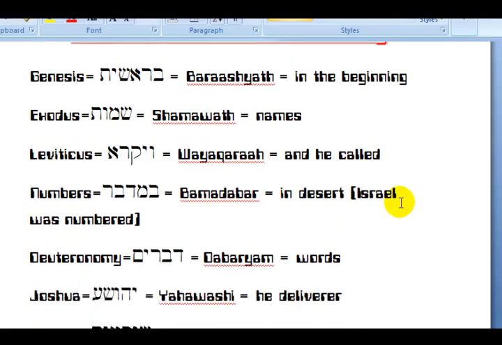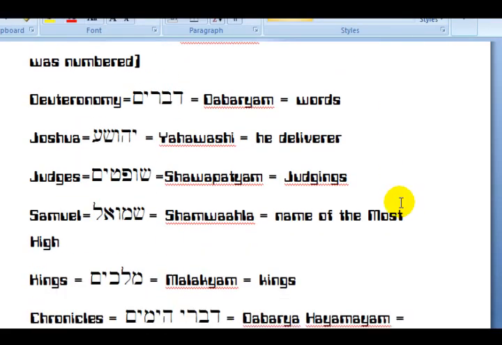Now the next book, should I say, is Deuteronomy. The word Deuteronomy is Debarium. The word Debar is word, and the yum at the end makes it plural. So Debar yum makes it words.